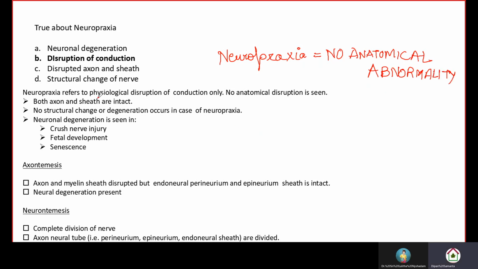Only physiological disruption of conduction. Both axons and myelin sheath are intact. No structural change or degeneration occurs in case of neuropraxia. Neuronal degeneration, if it occurs, is seen in crush nerve injury, fetal development, and senescence, which means senility, old age.